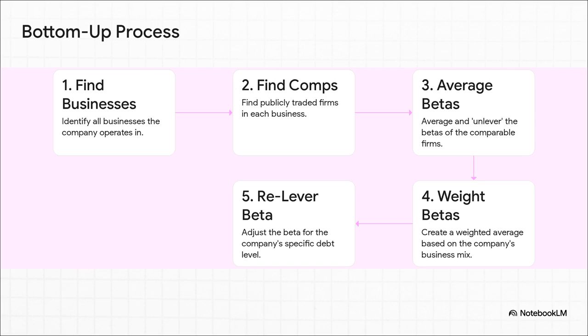This is the magic part. All that statistical noise starts to cancel out. Then, and this is key, you mathematically remove the effect of debt from that average. This is called unlevering. And only at the very end do you adjust that pure business beta for your company's unique business mix and its own specific debt load.